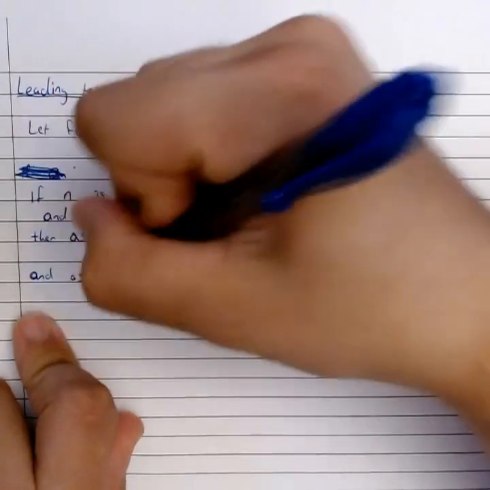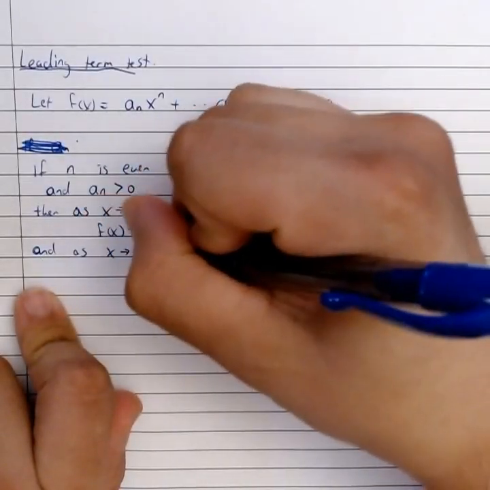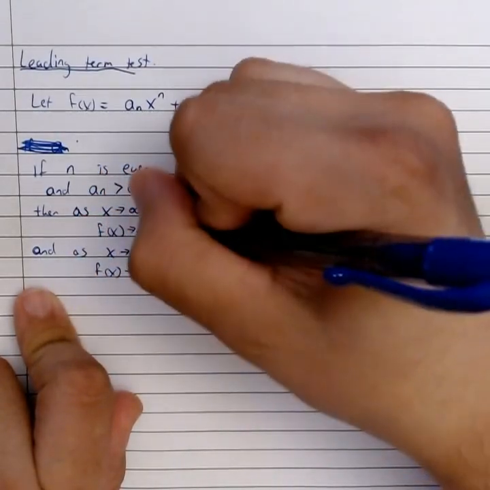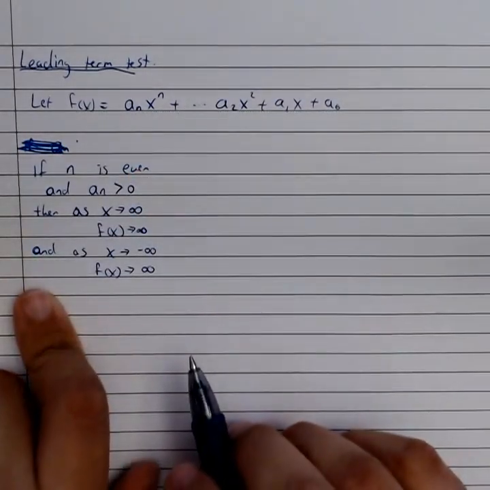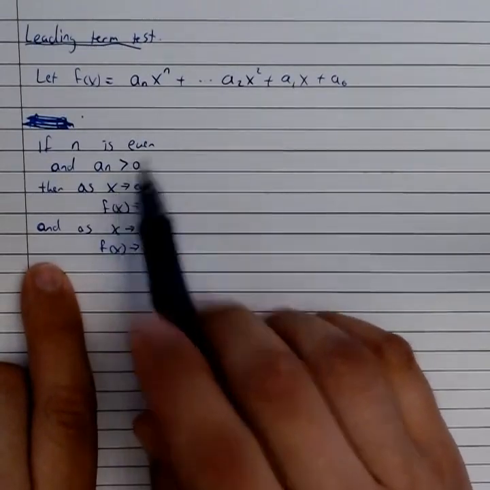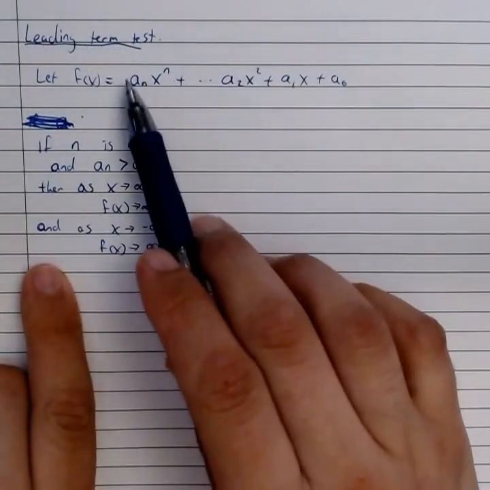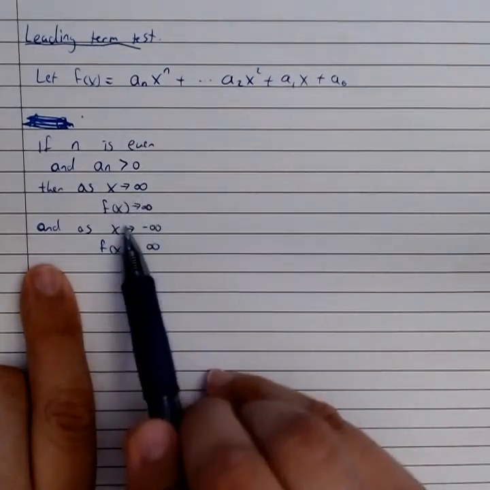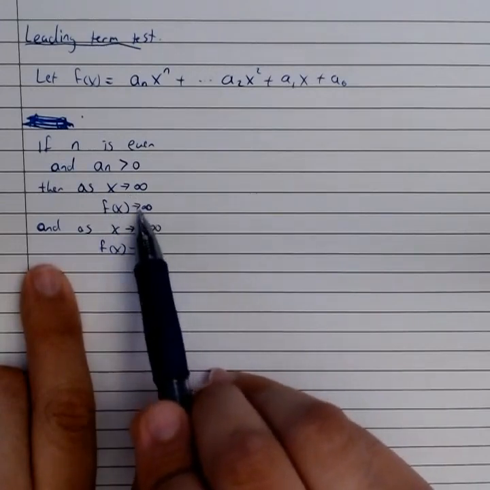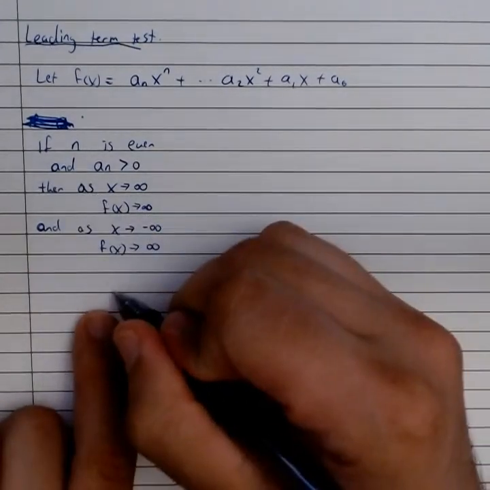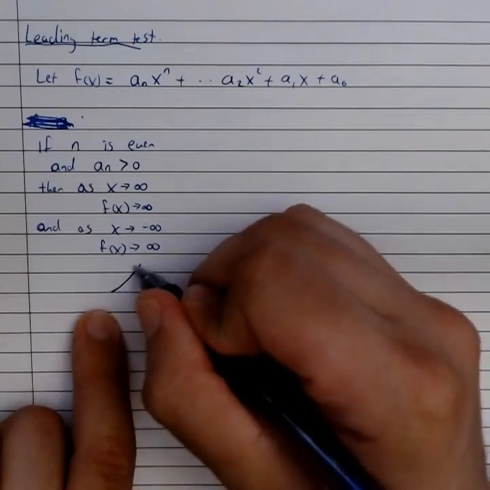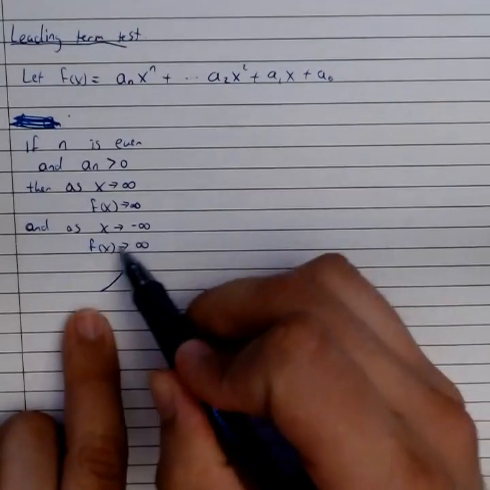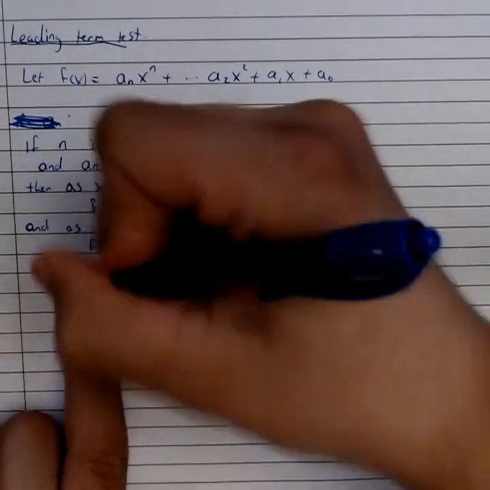And as x approaches negative infinity, f of x will approach infinity as well. Say what now? What this means is, if this is an even number and this is a positive number, as your x value goes further and further to the right, the y value will get higher and higher. Okay, so your graph, as you move further to the right, will get higher and higher. As your x value moves further to the left, to negative infinity, your y value will also go to infinity. It will also get higher.